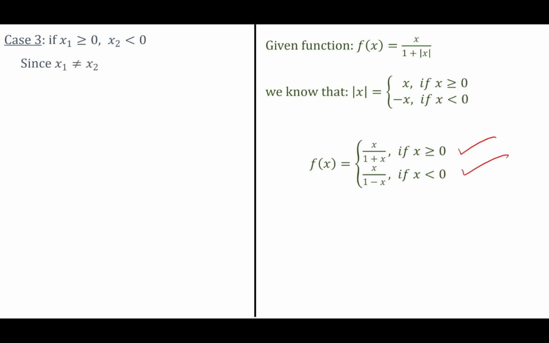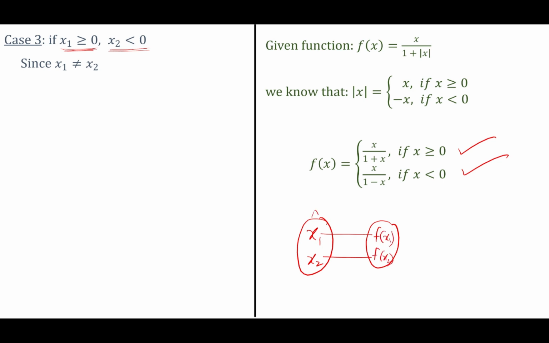Now, try to understand. Since x1 is not equal to x2, why are they not equal? Because one value is greater than 0, x1 is greater than 0, and x2 is less than 0. So they cannot be equal. So I have to show that it has two different images. This is for f of x1 and this is for f of x2.